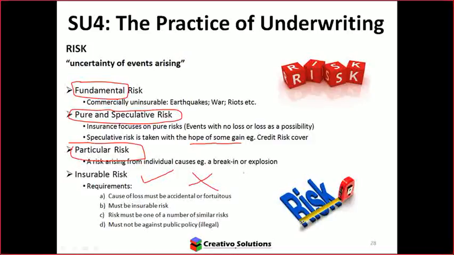So if it's insurable, there needs to be a loss, either accidental or fortuitous. It needs to be insurable, so someone needs to be willing to underwrite it, and to carry it as a risk in terms of a transfer from you as the insured to the insurer, and there needs to be risks of similar risks. So the risk can't only be unique to your situation, it needs to be similar, and then it's insurable.